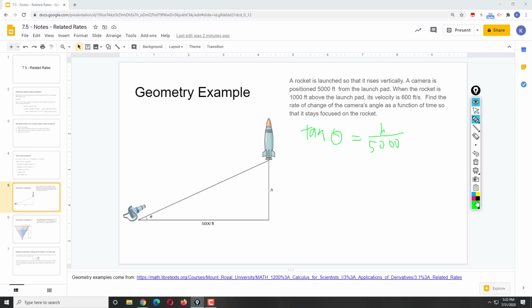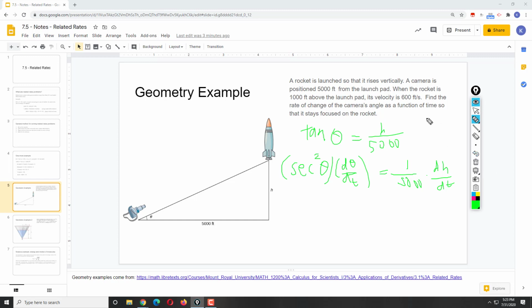Step 2, take the derivative of both sides. All right, we can do that. The derivative of tangent theta is secant squared theta. And then because of chain rule, that's times d theta over dt. And then the derivative of h over 5,000 is 1 over 5,000 times dh over dt. Okay.